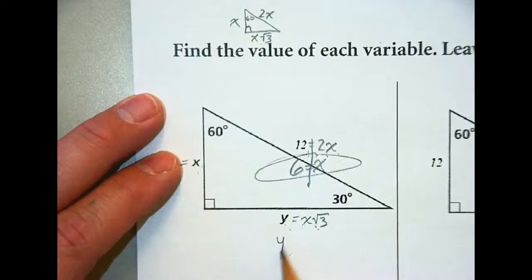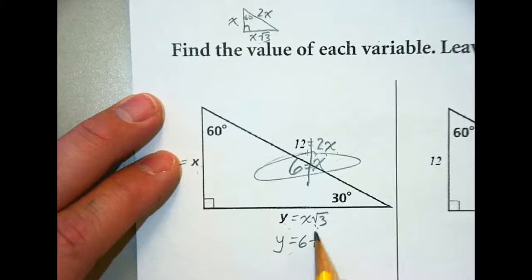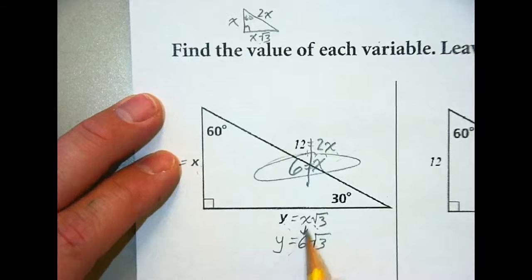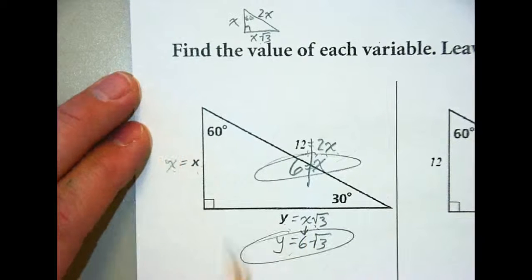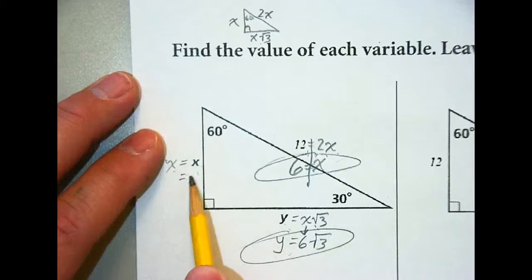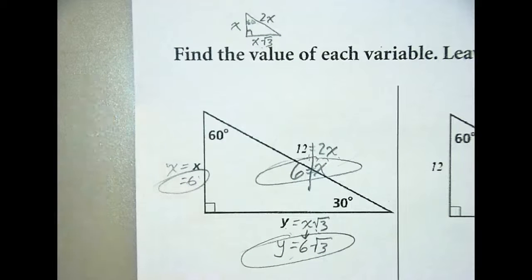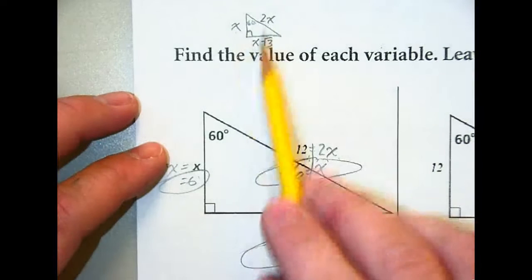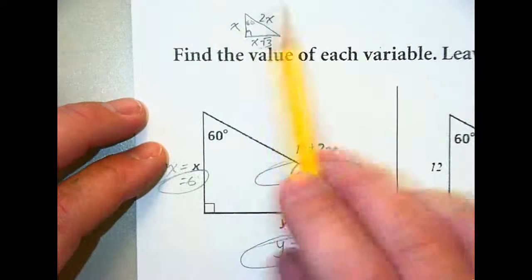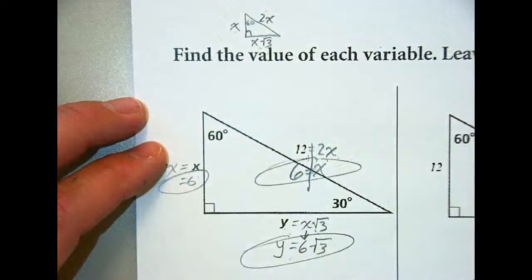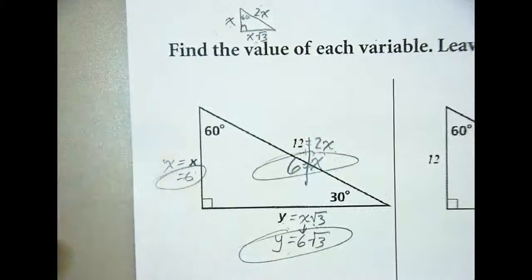And once I know x, I can now solve for y. Y is 6 root 3. We plug 6 in for x. We now know y. We know this x equals 6. So the key when you're dealing with these, if you label the sides based upon our 30, 60, 90 relationship, it makes it easier. Any questions on what I did there?